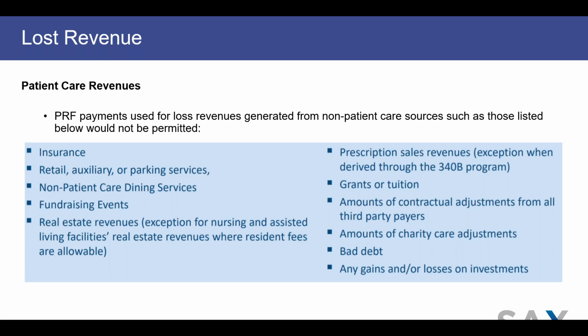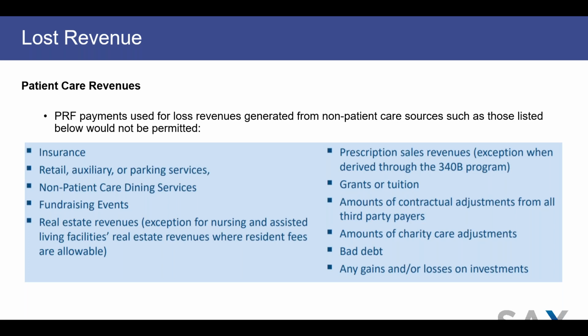And just a reminder, this is all based on the patient care revenues. So any revenues generated from non-patient care sources are not permitted. HHS has a list, which we have here. Now there are some exceptions. For instance, prescription sales revenue is not permitted. However, if it's derived from the 340B program, that would be permitted.